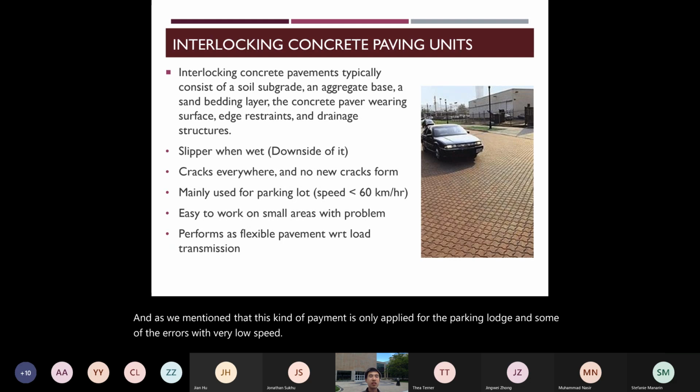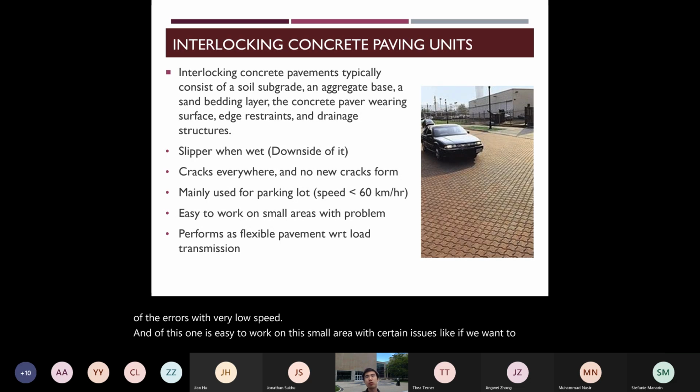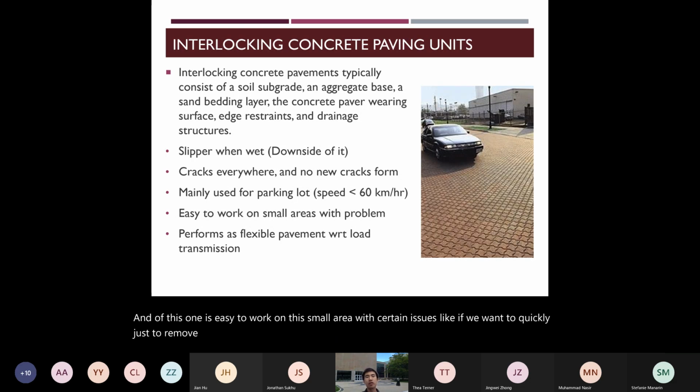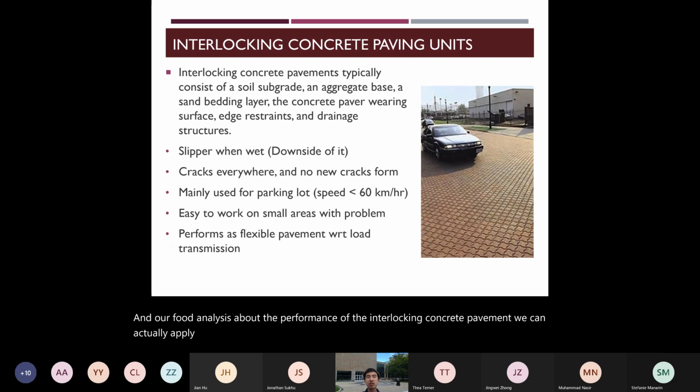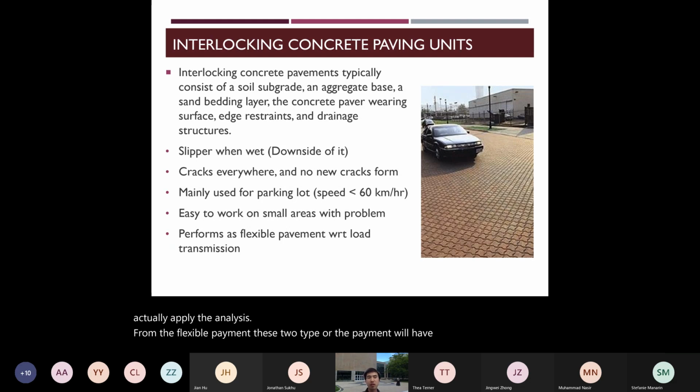This one is easy to work on in a small area with certain issues, like if you want to quickly remove a portion of the pavement and replace it with a new one, then we can apply the interlocking concrete pavement. For the analysis of the performance of the interlocking concrete pavement, we can apply the analysis from the flexible pavement. These two types of pavement have very similar features.